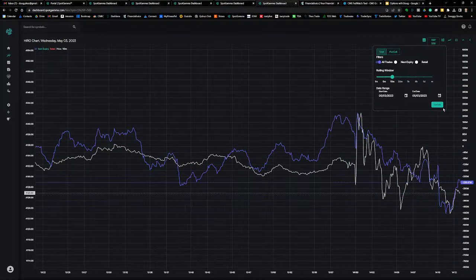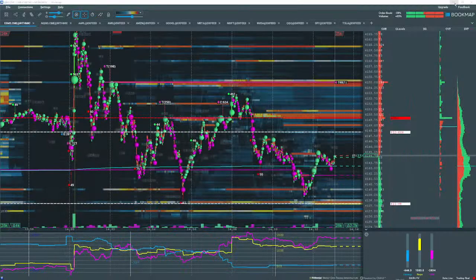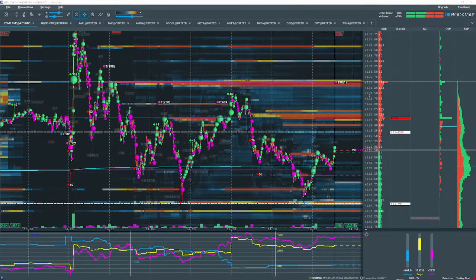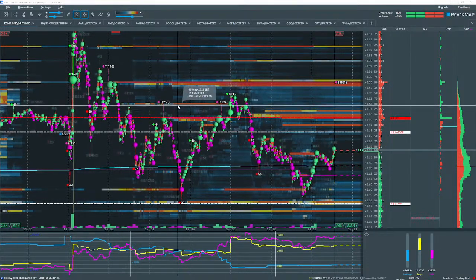Go back to the total signal. Let's go back to the Bookmap chart, S&P 500.